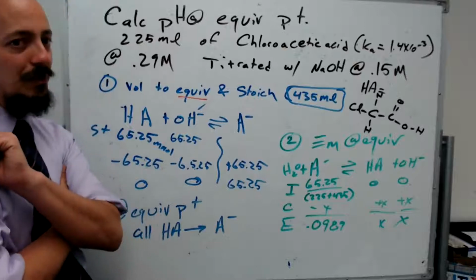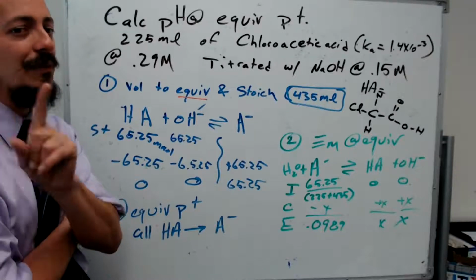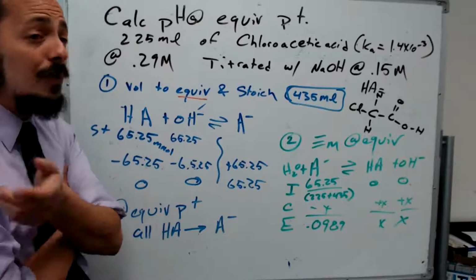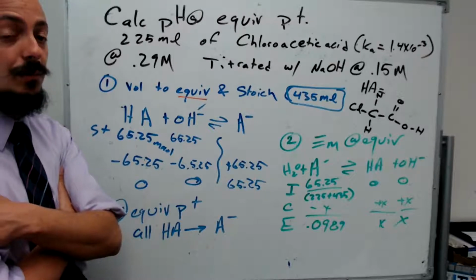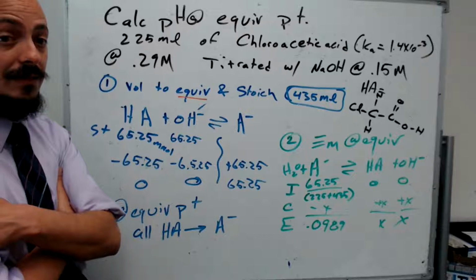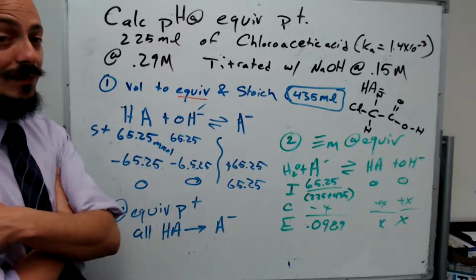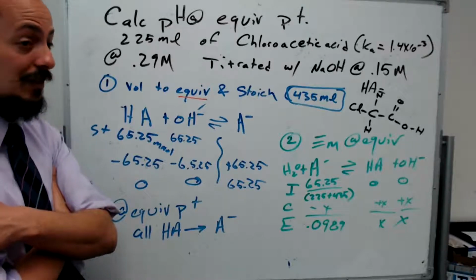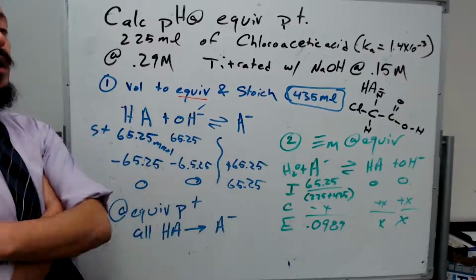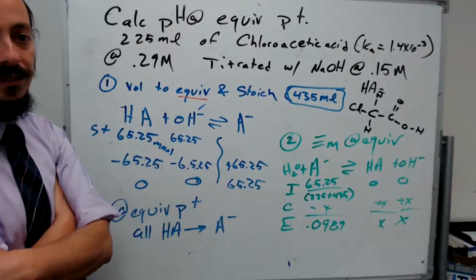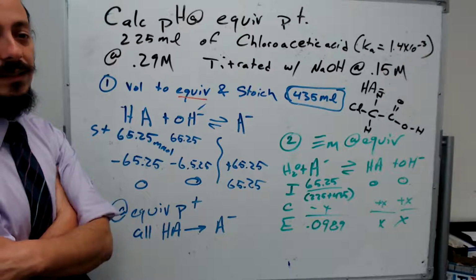It won't be a polyprotic titration because we definitely haven't talked about that. But weak acid, strong base is exactly the same thing as weak base, strong acid. There's no difference. All the calculations are the same. You just have to pay attention to whether you're doing OH minus or H3O plus. That's it.